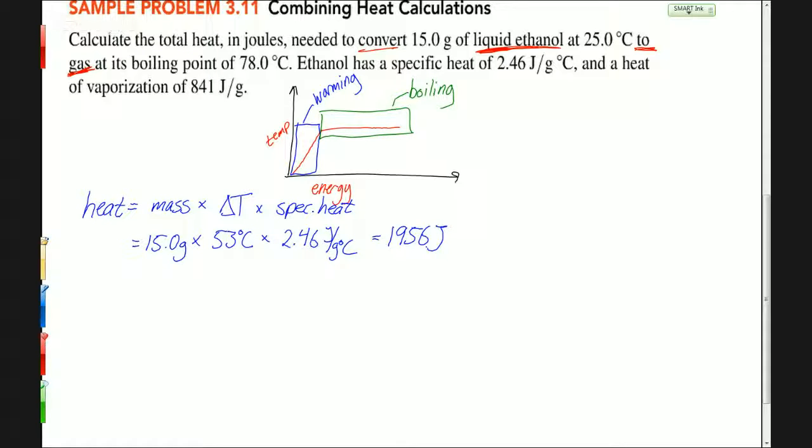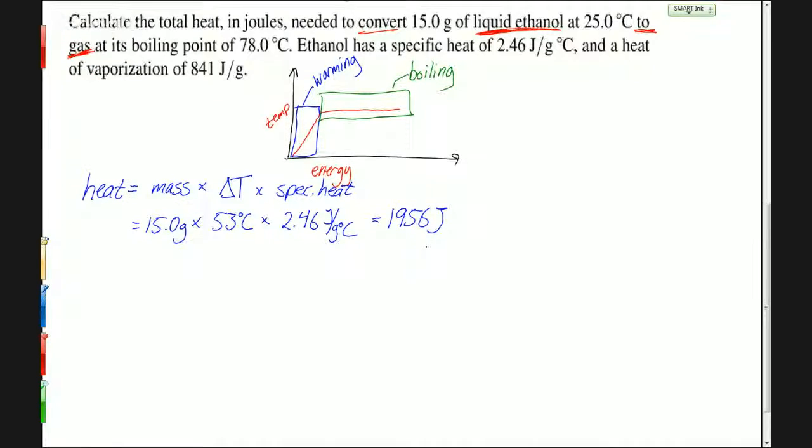But we're not done, because it doesn't say how much heat is needed to heat the ethanol up or to warm the ethanol from 25 to 78. It says how much energy is needed to boil all the ethanol, to convert it to a gas. It doesn't actually say boil, but it says convert to gas, which we understand as boil. So we need another step now to see how much energy that takes.